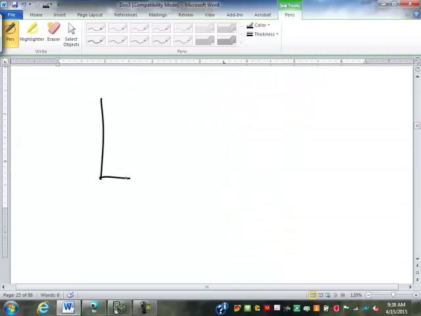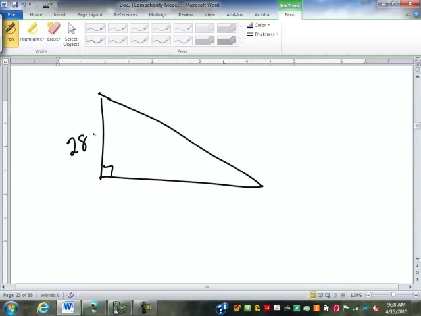For example, I'm going to make myself a right triangle here. Pick a number between 5 and 30. 28. Okay. I heard that. It was going to be cool.